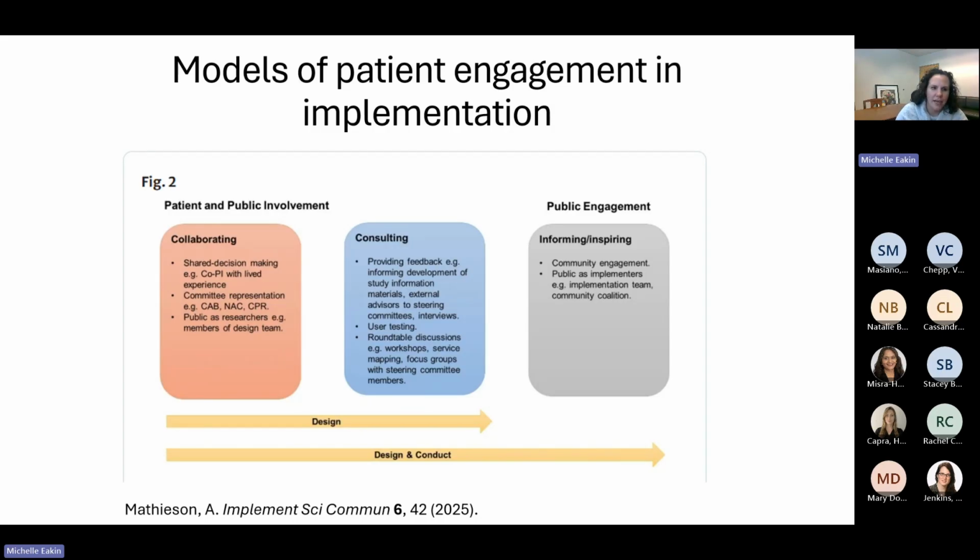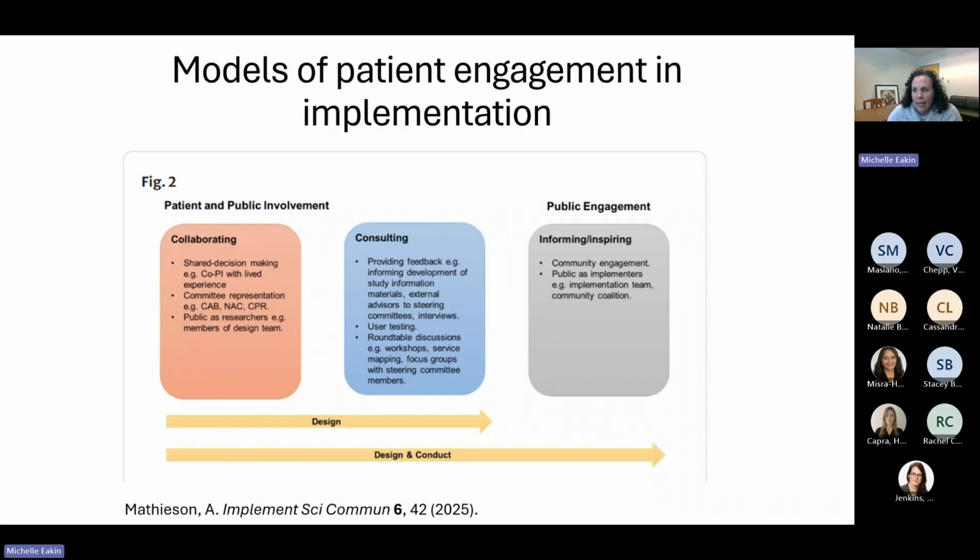I mean, up to a member of the design research team, up to even having a co-PI as a person with lived experience talking about their disease management. Within that, that might be more one model. Within the design and conduct of the study, we saw a lot of engagement of the patients as consultants, where they were providing feedback on study information materials, interviews, survey design. They might be working with user testing if they're developing apps or interventions, or roundtable discussions and workshops, developing intervention mapping or focus groups to see how this implementation process would go.